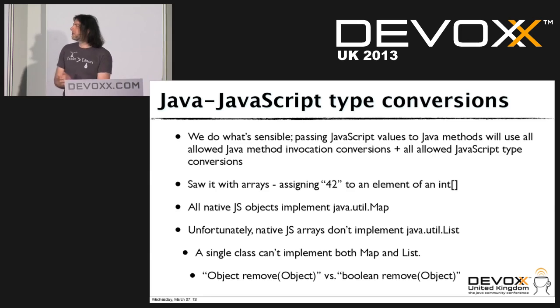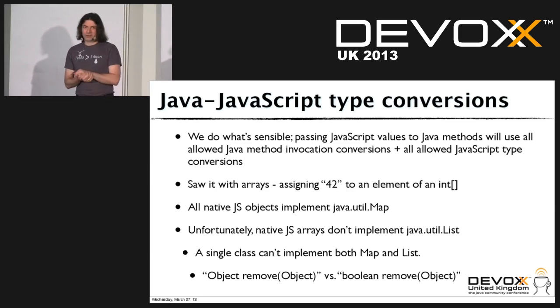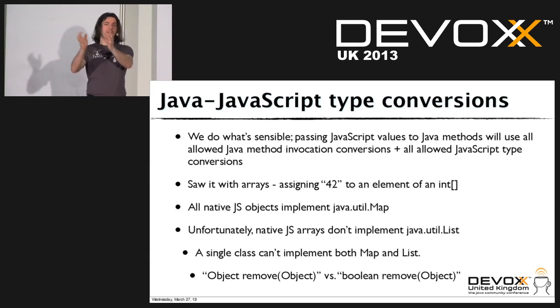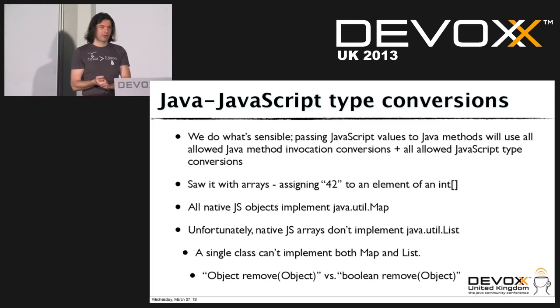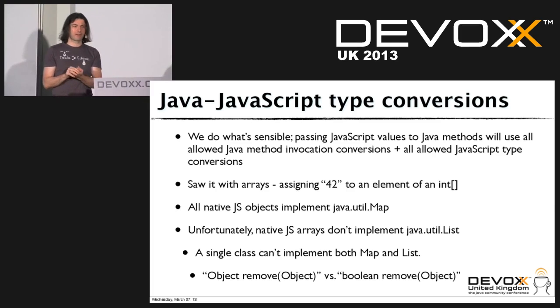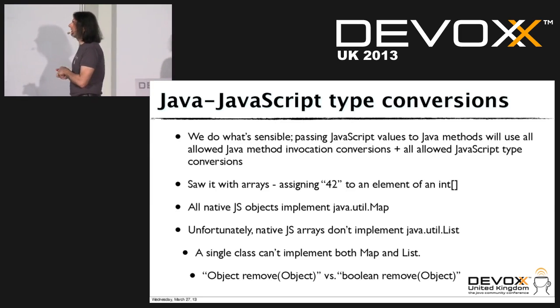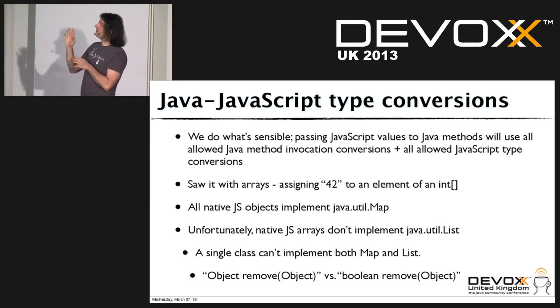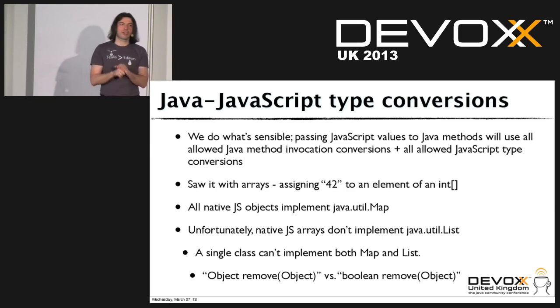So type conversions, how do type conversions generally work? You saw that when we were passing a JavaScript function to a method that expected a timer task, we did actually convert it to a timer task. We don't do a lot of these things. We do these things for this kind of a function conversion where it's sensible. As you can see, we will use all the Java method invocation conversions plus all allowed JavaScript conversions.